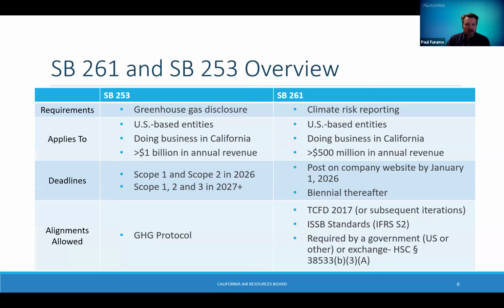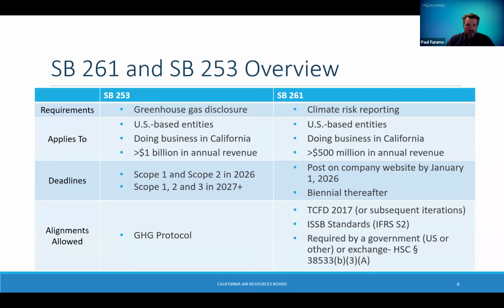Legislative requirements also outline several key deadlines. The first reporting year for Scope 1 and Scope 2 disclosures will be 2026 for entities' prior fiscal year, using best available methods, and Scope 3 reporting begins in 2027. The law also includes third-party assurance requirements, starting with limited assurance for Scope 1 and 2 in 2026, and moving toward reasonable assurance in 2030.